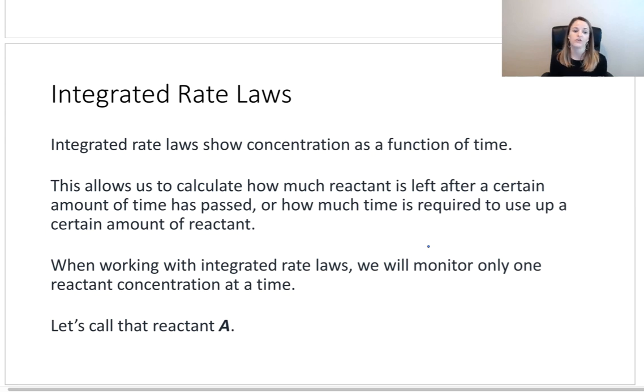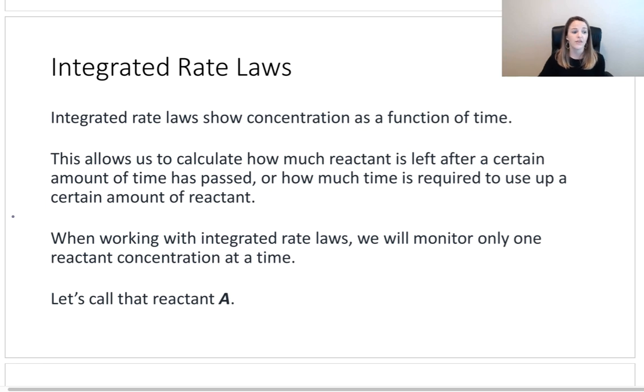So when working with integrated rate laws, we will monitor only one reactant concentration at a time. This is the big one that I want to draw your attention to. So for reaction rates and rate laws, we could look at as many different concentrations of reactants as possible. But with integrated rate laws, we can only look at one reactant. And so our generic reactant that we use for this entire unit is going to be A. So just keep that in the back of your mind.